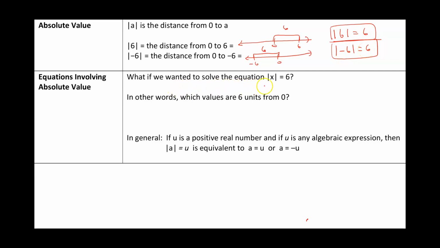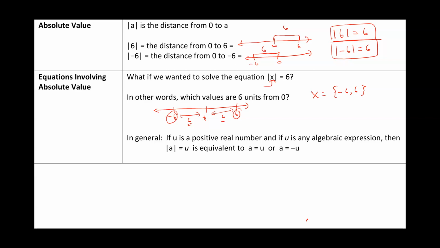Now let's work backwards. What if we wanted to solve the equation absolute value of x equals 6? We want to find out which values of x make this equation true. In other words, which numbers are 6 units away from 0? Okay, so we have 0. When we say the absolute value of x, we want to find which numbers have a distance of 6 from 0. Those are 6 and -6. Both of these are 6 units away from 0, and we saw that the absolute value of 6 and the absolute value of -6 both equal 6. So in this case, x has two solutions, -6 and +6.